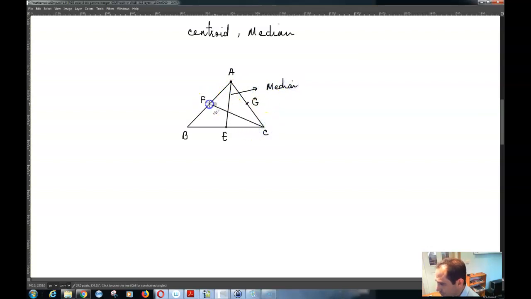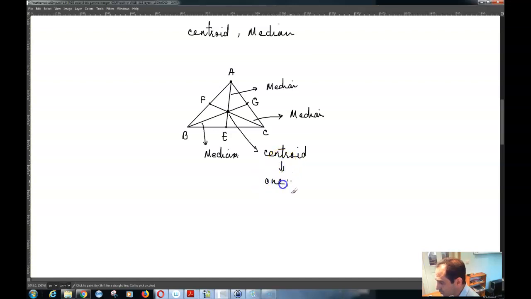Then this is another median. This line segment over here is another median, and this is another median. Now you can see that all the 3 medians meet at one point inside the triangle, and this point is called the centroid of the triangle. And this is one of the points of concurrency of the triangle.